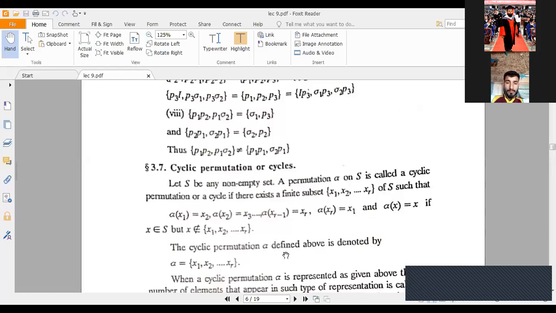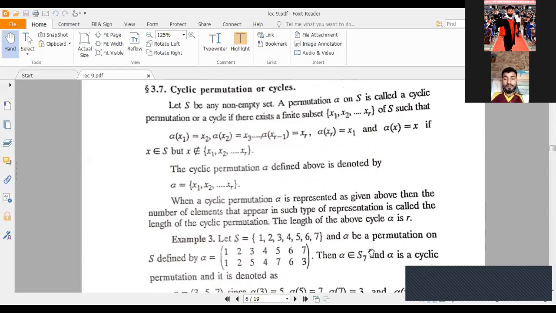In cyclic permutation, the alpha defined above is denoted by alpha equal to (x1, x2, ..., xr). It means alpha denotes one cycle which starts from x1 and ends at xr. But you know that in S there are not r elements, there are n elements, so at least one or more elements are fixed and not represented in this cycle. When a cyclic permutation alpha is represented as given above, the number of elements appearing in such a representation is called the length of the cycle. It means how many elements are in the cycle, so the length of the cycle is r.